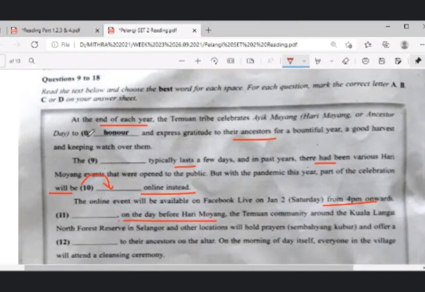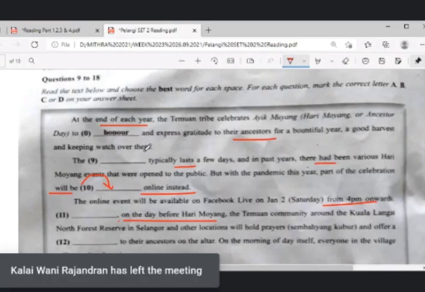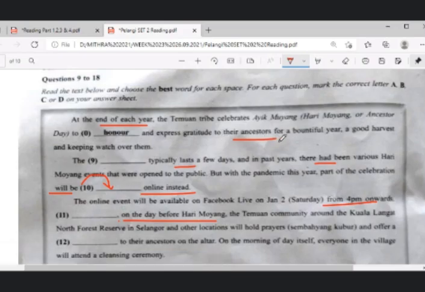Okay, right. At the end of each year, the Temuan tribe celebrates Hari Moyang or Ancestor Day to honor and express gratitude to their ancestors. Okay, ancestors nenek moyang. For a bountiful year, a good harvest, and keeping watch over them. Okay, the என்னவா இருக்கும்? Read further. Typically lasts a few days. Okay, ஒரு சில நாட்களுக்கு வந்துட்டு அந்த செலிப்ரேஷன் ஓடிக்கிட்டே இருக்கும். It is not like one day celebration. Okay, last a few days, beberapa hari.